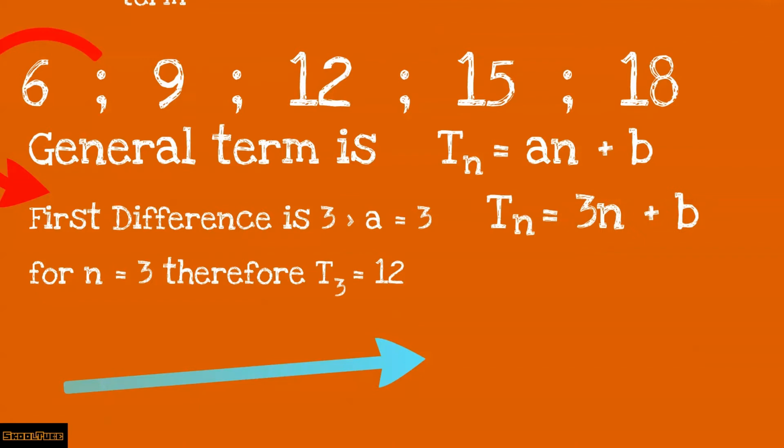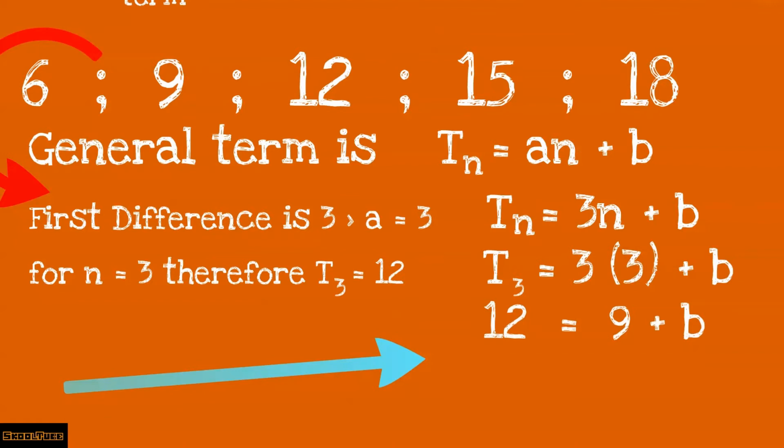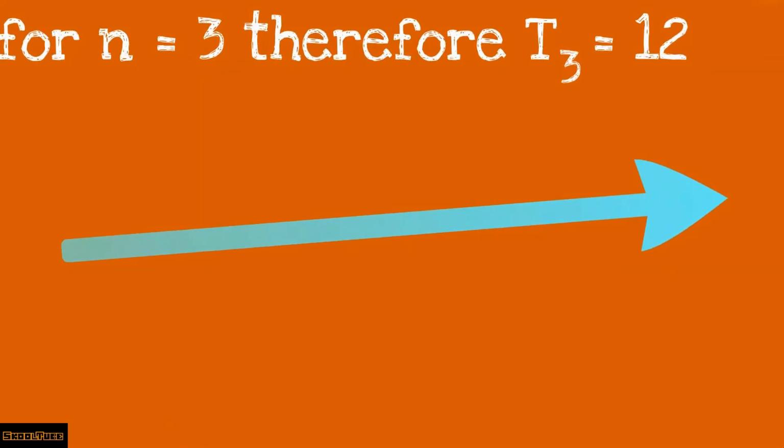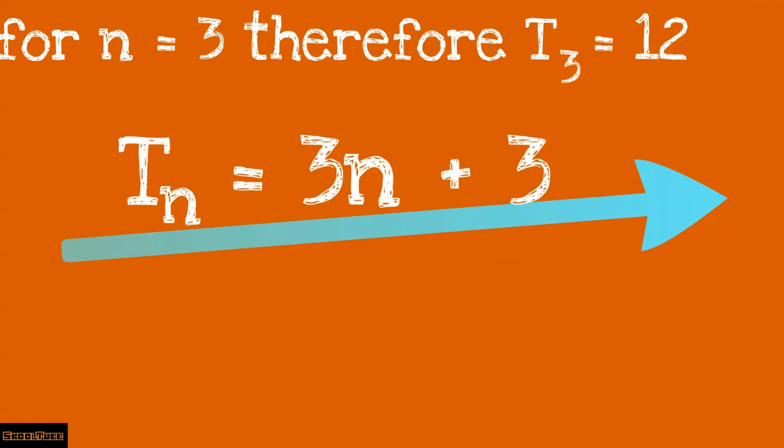Now we have to somehow solve for b, okay? So we chose n to be equal to 3, right? So we're going to say T3 is equal to 3 multiplied by 3 plus b. And in the place of T3, we can put 12 because we know that the third term is equal to 12. So 12 is equal to 9 plus b. And we find b by moving the 9 over to the other side of the equation. So b is equal to 3. And that is why our general formula is Tn is equal to 3n plus 3. But this is only for this sequence.